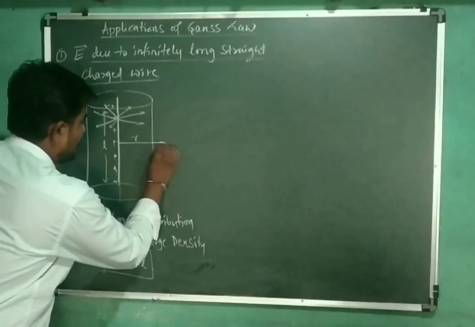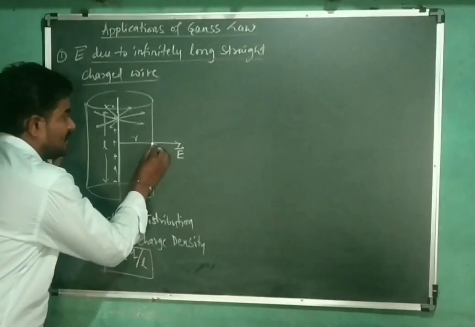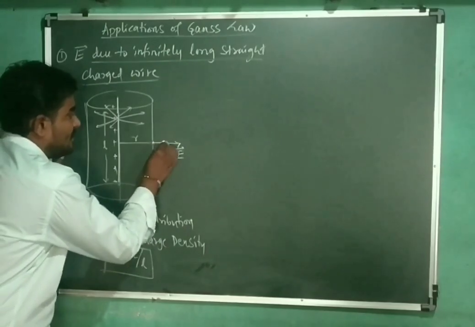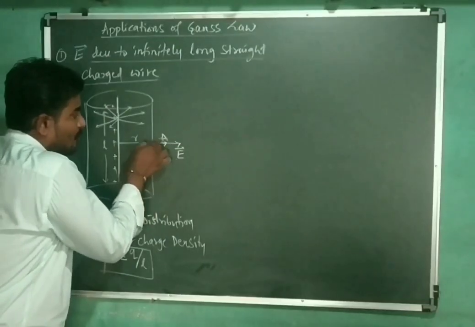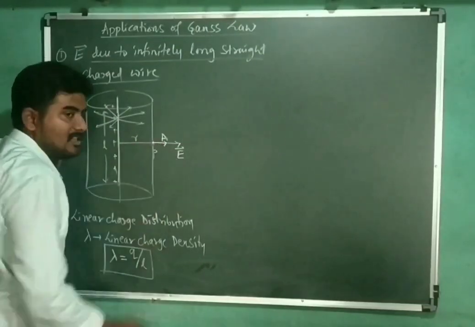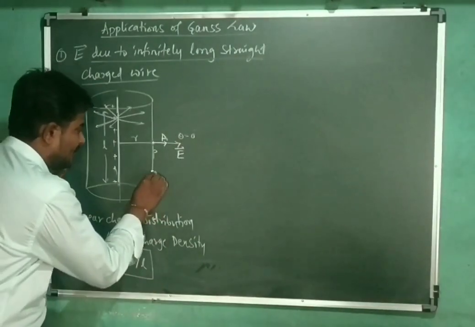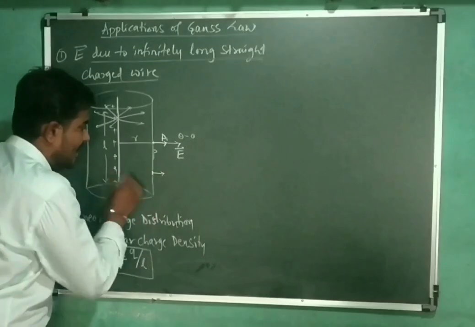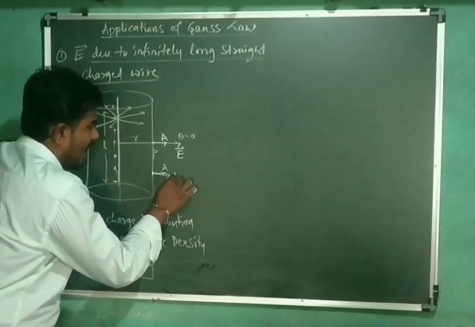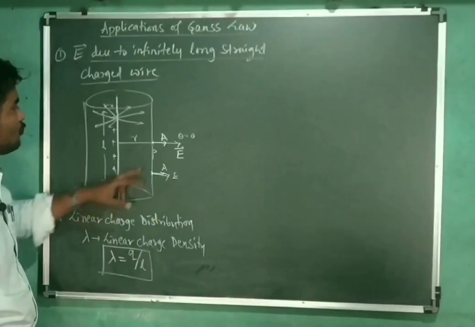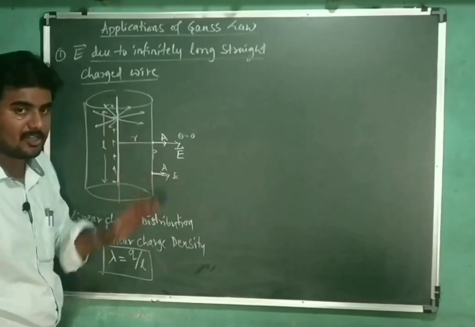It means this is the direction of electric field. In the curved surface, if I consider this very small area, then this is the direction of electric field. The direction of electric field and the direction of the area vector are both the same. It means the angle is 0 degree here. If I consider this very small area dA, the area vector and the electric field line are once again acting in the same line. It means you choose any point on the curved surface, the angle between electric field and area vector is going to be the same.